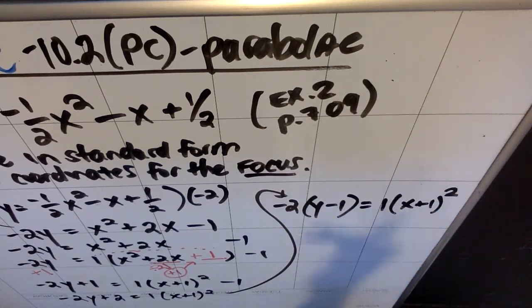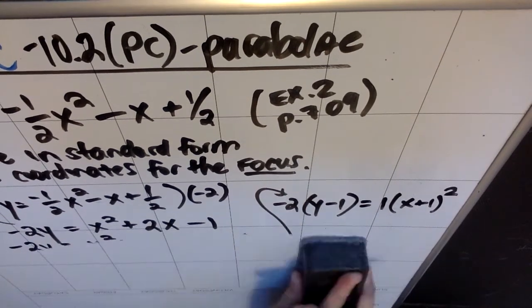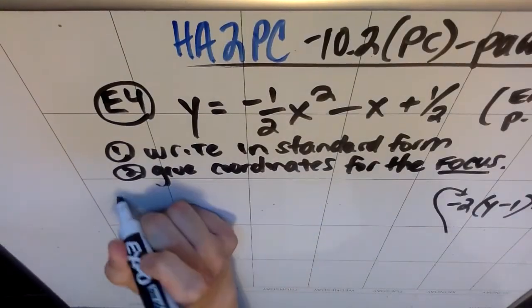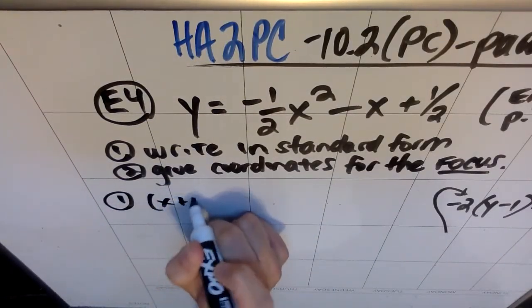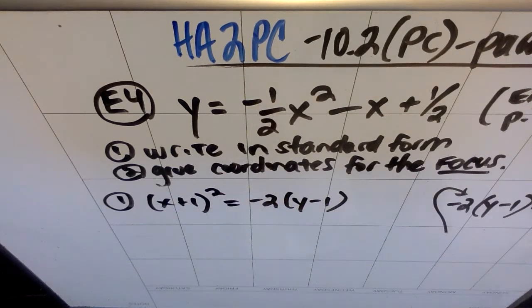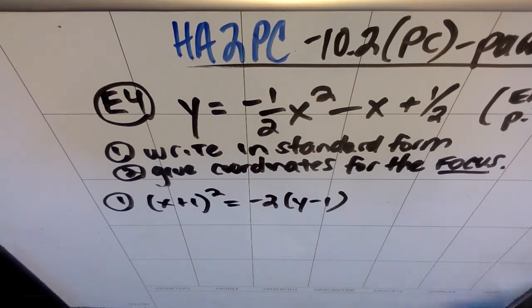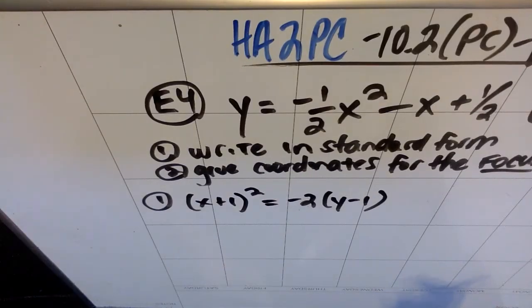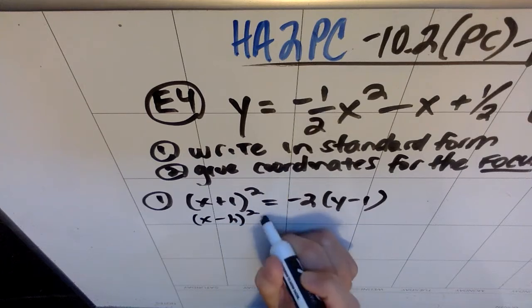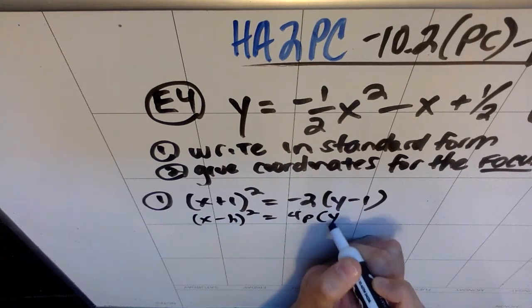So if I were to rewrite this in the order that we've been seeing it, which I'll erase and give myself some space for this, right? So if we rewrite this, my answer to 1 is going to be x plus 1 quantity squared equals negative 2 times y minus 1. Now, if we align that with what we know these values stand for, right? This is my x minus h quantity squared equals 4p times y minus k.